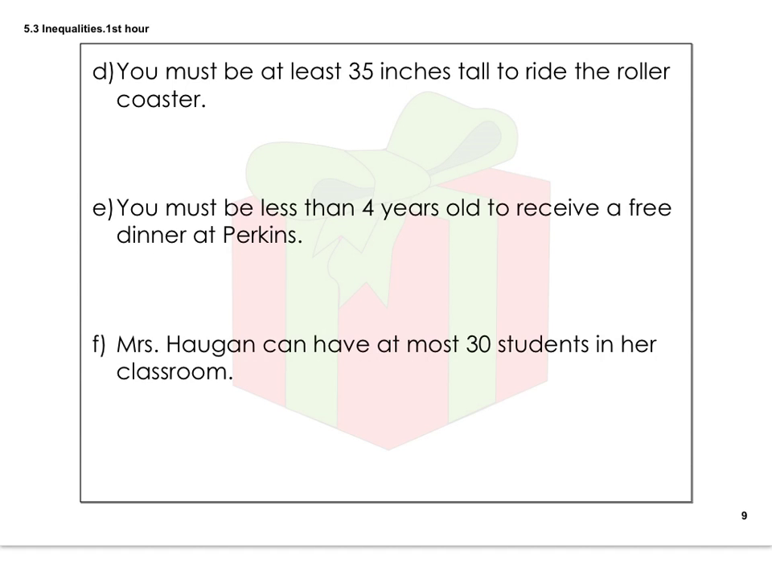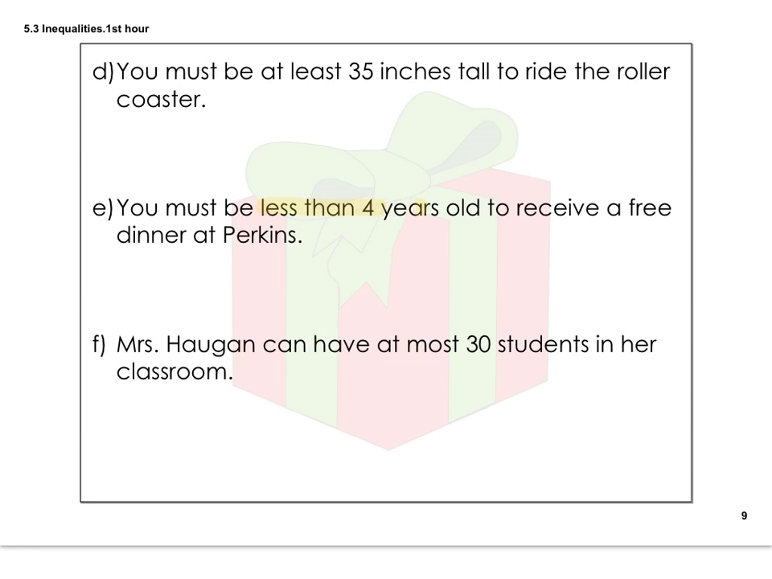All right, I'm going to do example E with you guys, and then I'm going to have you guys try the other two on your own. So I'm going to skip around a little bit. Example E says, you must be less than 4 years old to receive a free dinner at Perkins.